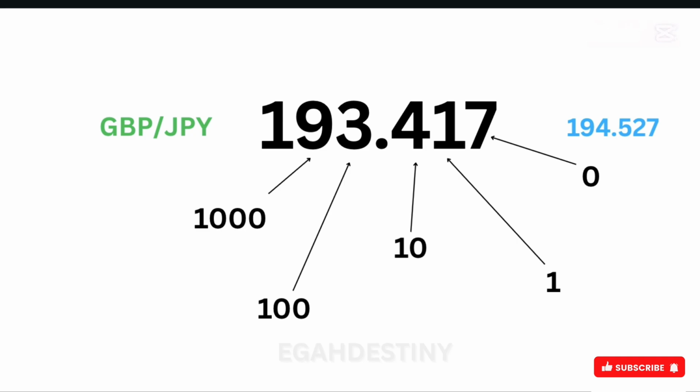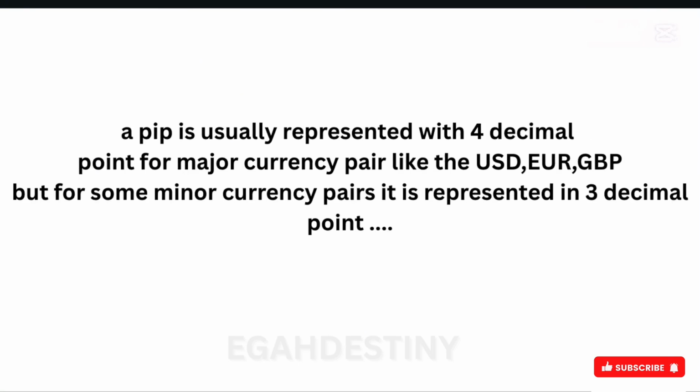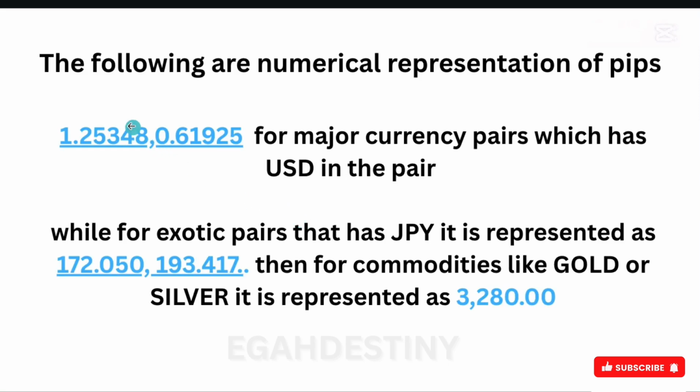Now for a quick recap, a pip is a numerical representation of the market. It's an acronym for percentage in points, and is used for calculating price movement. And a pip is usually represented with 4 decimal points for major currency pairs like the USD, euro, GBP. But for some minor currency pairs, it is represented in 3. And I gave an example.